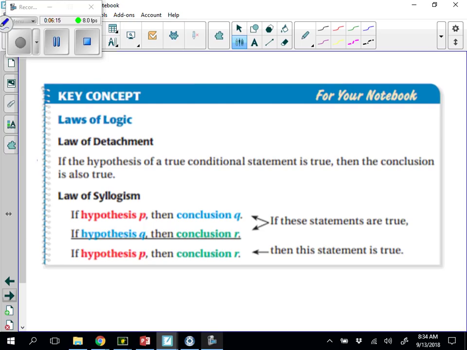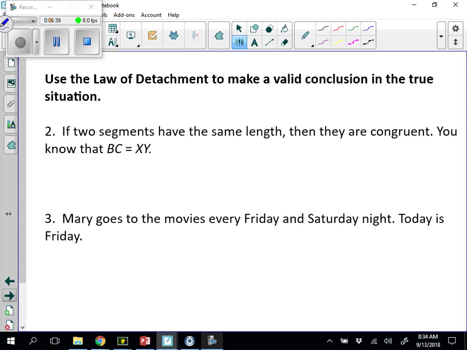Okay, we have 2 laws of logic we're going to look at. The first is called the law of detachment. The second is law of syllogism. So law of detachment is a very basic logic law. It says, if the hypothesis of a true conditional statement is true, then the conclusion is true. So if the hypothesis is true, the conclusion is also true. Okay, so let's actually move on to those examples first, and then we'll come back to syllogism.